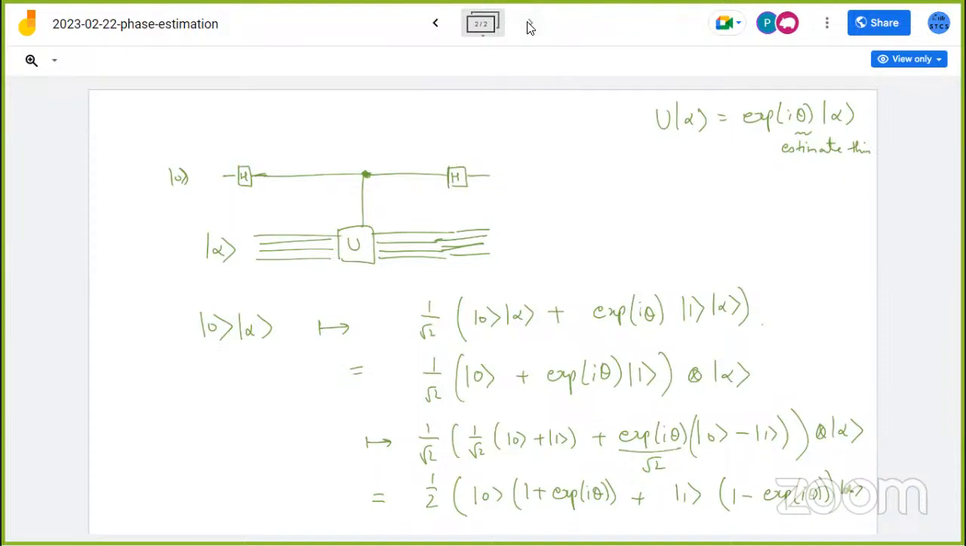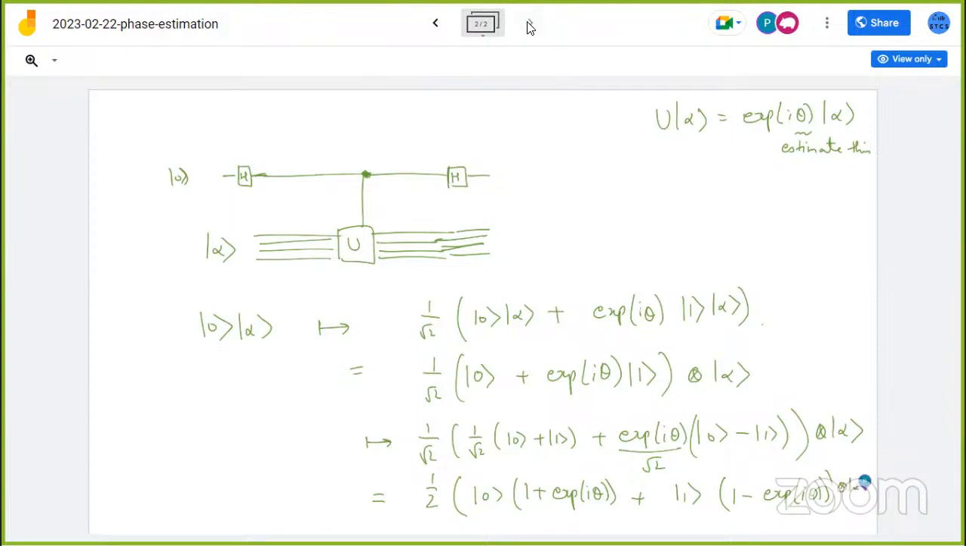Alpha was some quantum state that is given to us on the ones. We want to preserve alpha, and we also want to get some information. After doing this circuit, Hadamard, control U, Hadamard, we are in this state, where alpha is tensored. If we measure the top qubit, alpha will not be changed at all. So that is good.